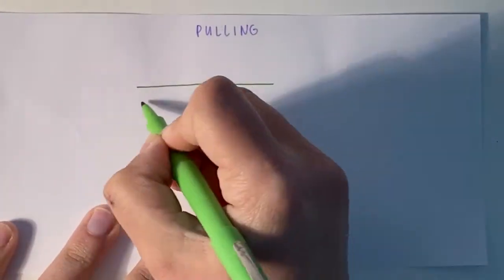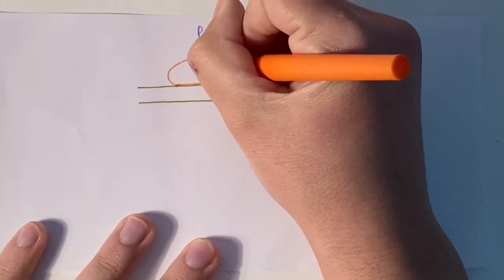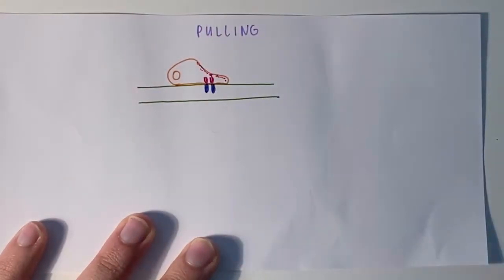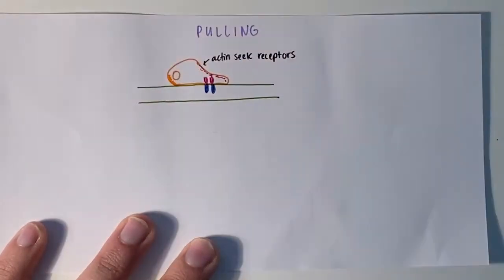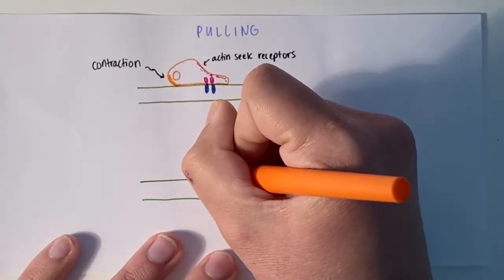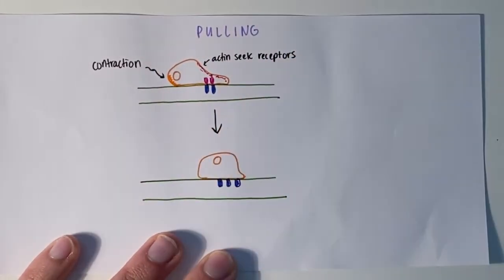Now, if we look back at our original model, we have the anchored cell via actin and integrin interactions. On the other end of the cell, there is a contraction. That, combined with the polymerization of actin in the cell, moves it along the cell membrane.